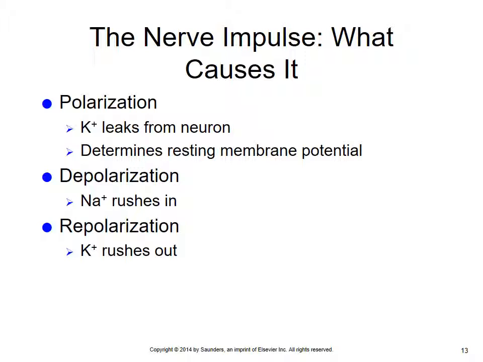The inward diffusion of sodium ions causes depolarization. And then the outward diffusion of potassium causes repolarization, returning the cell to a resting state again. So you have polarization with the potassium leaking from the neuron. It determines the resting membrane potential. Then depolarization where the sodium rushes in. And then finally repolarization where the potassium rushes out.